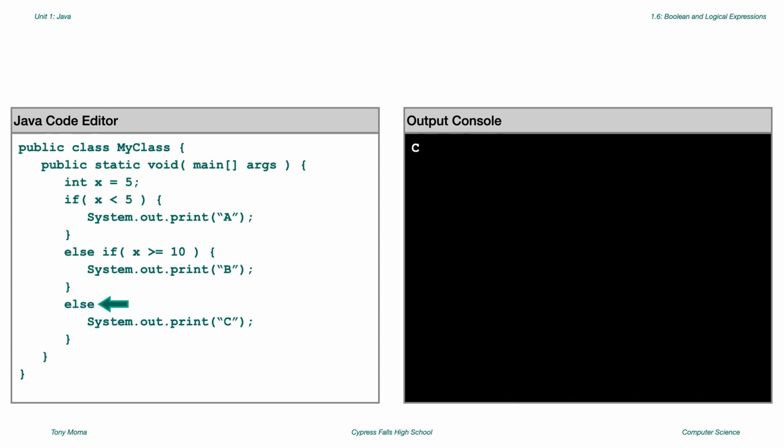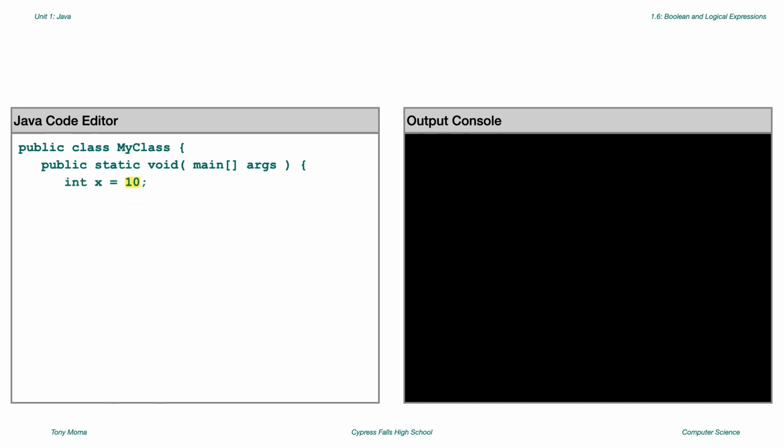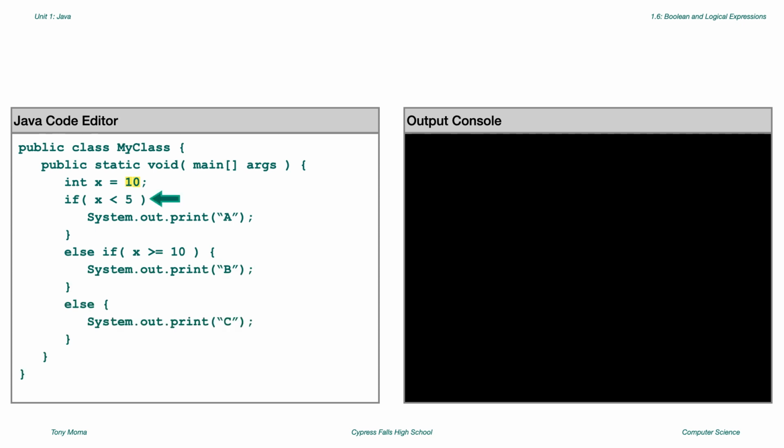Now, suppose instead of setting x equal to 5, I set it equal to 10. Here's what would happen when I execute the program. The first condition would still be false, since 10 is not less than 5. The second condition, however, would be true, since 10 is greater than or equal to 10. So since this condition is true, the conditional statement for that condition gets executed. We print out B, and then we skip over the else part. We don't go to it since we only go there when the second condition is false, thus completing the program.